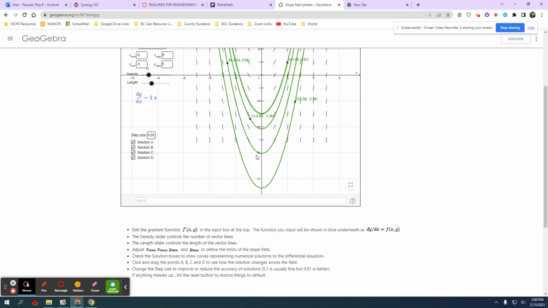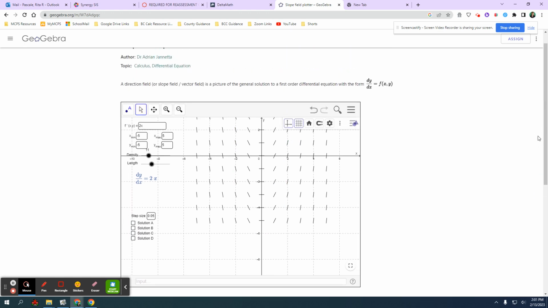Everywhere up there. So across the x's, I realize it looks steeper here because you're comparing not at the same x value. But the slope field is the picture of all possible solutions over time.